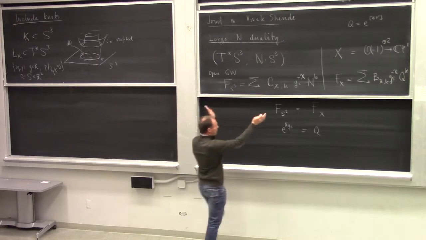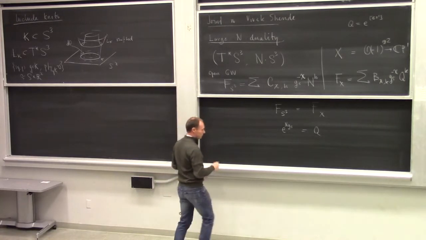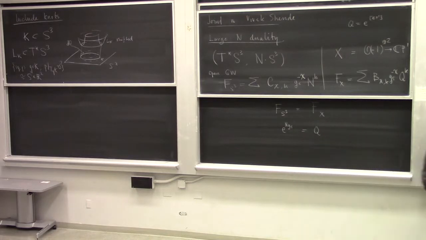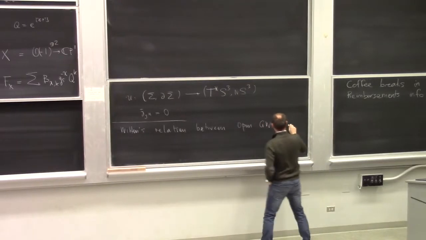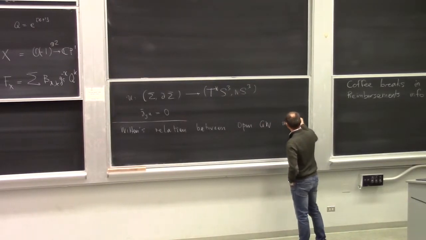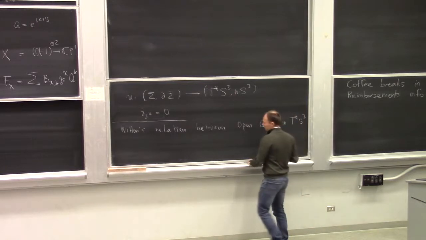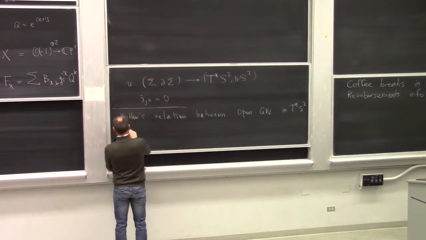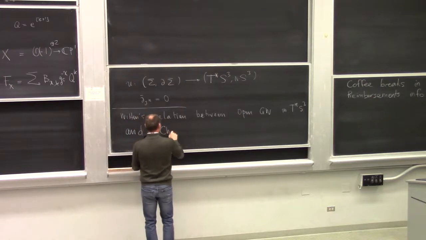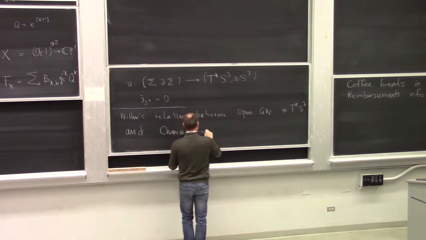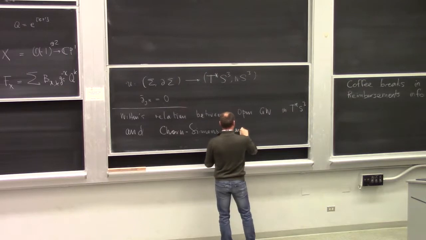So why is this interesting, one could ask. But there is one further piece of information that's needed, and what was used over many years very successfully. So that's somehow Witten's relation between this open Witten and T*S3 and Chern-Simons gauge theory.